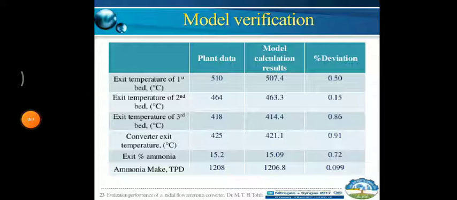So here are the single bed and multi bed ammonia converters, and the data required.